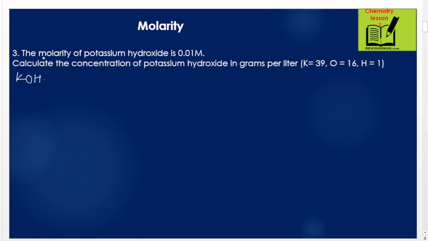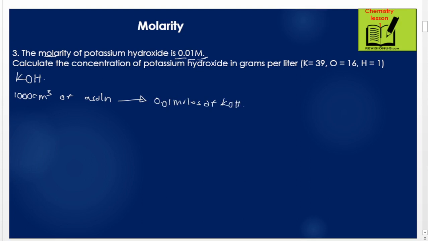Then they are telling us that its molarity is 0.01, and the word molarity means the moles in 1000 cubic centimeters of a solution, and that solution is made using potassium hydroxide as our solute. Therefore this statement automatically we are going to first put it into interpretation. That is 1000 cubic centimeters of a solution contains 0.01 moles of potassium hydroxide.